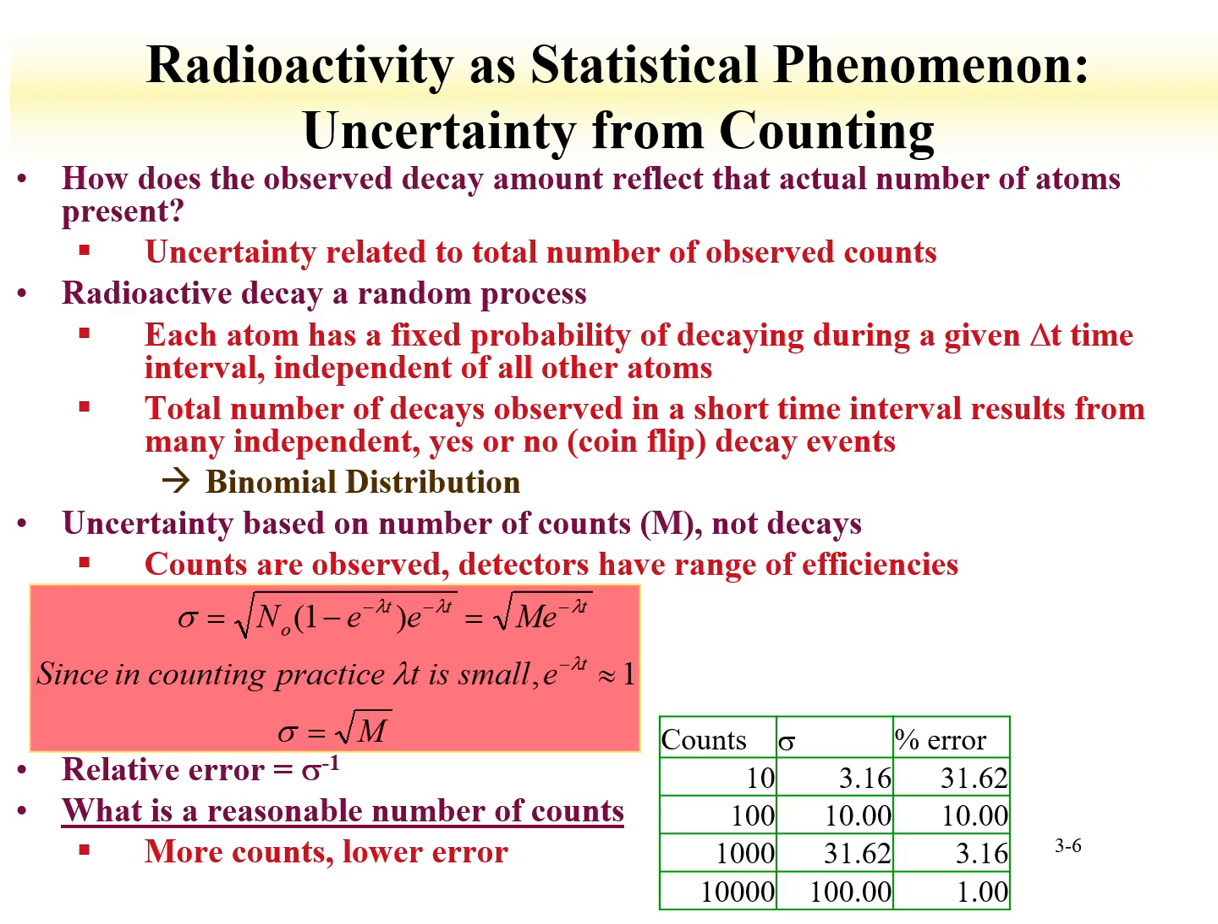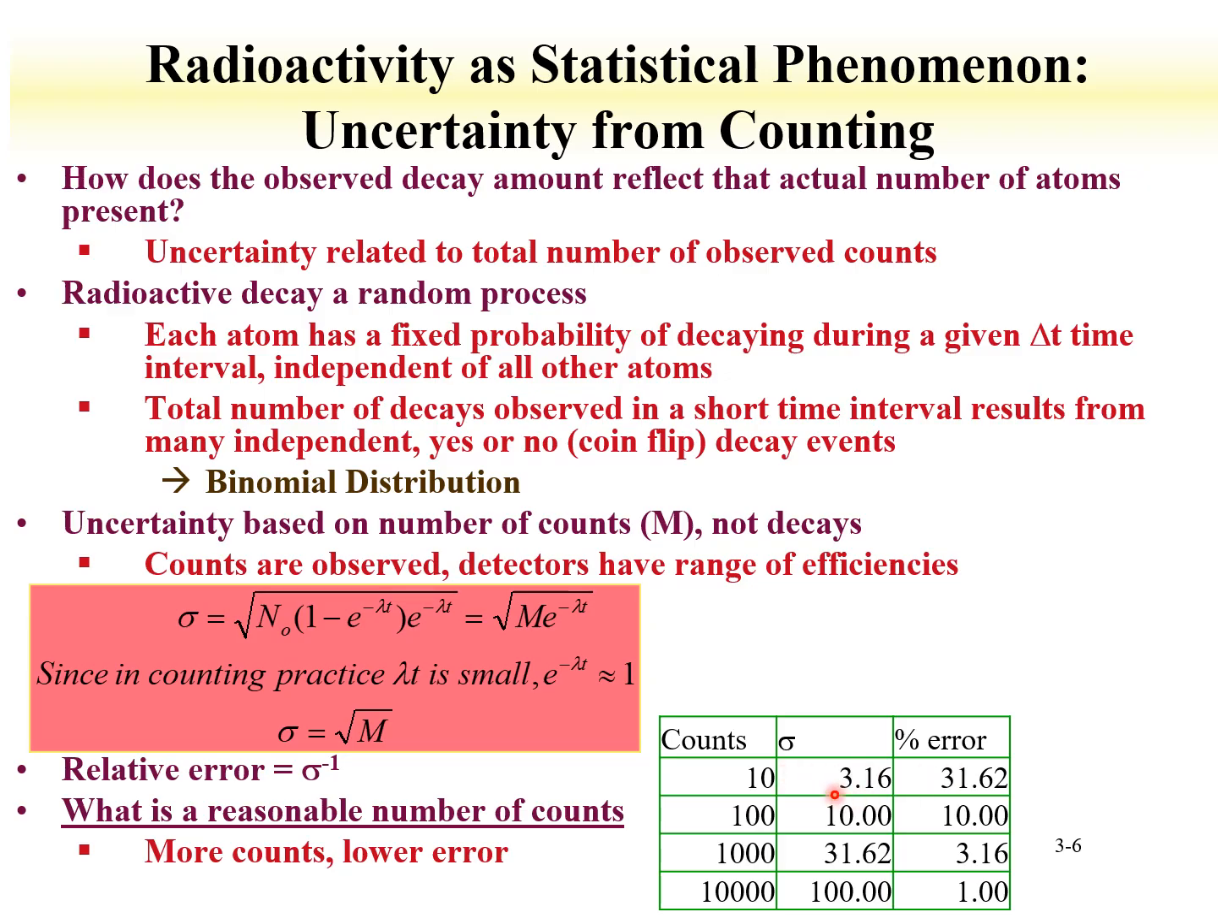So the counts are observed, and the detectors have a range of efficiencies. The term for the uncertainty is based upon this expanded equation, but in practice, the decay constant times the time is small. This value becomes 1, and the standard deviation winds up being the square root of the number of counts that one observes. The relative error from this effort is just the inverse of that value. An example is shown here where you have the counts, the uncertainty, and the percent error.